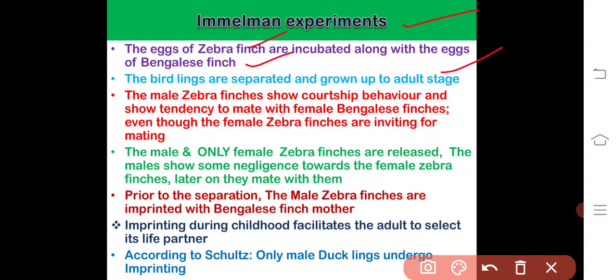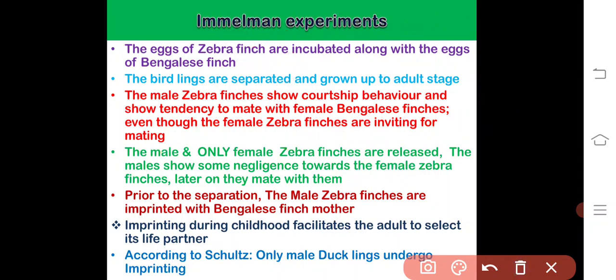The male zebra finches show courtship behavior and a tendency to mate with female Bengalese finches, even though the female zebra finches are inviting them for mating. Although they are available, they tend to mate with the Bengalese finches only. And if you release the male zebra finches and only female zebra finches outside at a time, the males show some negligence towards the female zebra finches, but later on they mate with them.